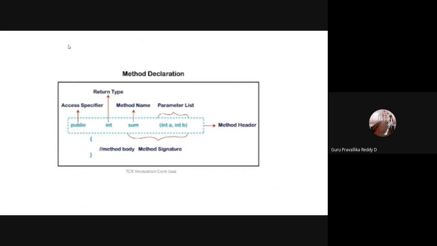access specifier, return type, method name, parameter list. All these bunch is called as method header. This is method body, method signature. Let me tell about each in detail. Method signature. Every method has a method signature. It is a part of the method declaration. It includes the method name and parameter list.